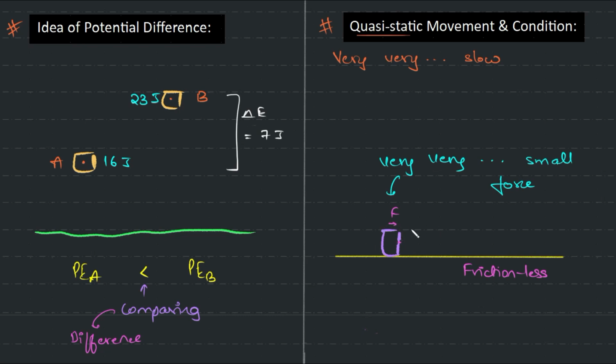What if, to this setup, I had a force which was already pulling it to the right, and this is fixed. This is 143 joules. What should I do so that I move to the right, but my speed is infinitesimally slow? How much force should I apply to the right? Remember, the net force has to be very, very small. So what should be my force to the right?